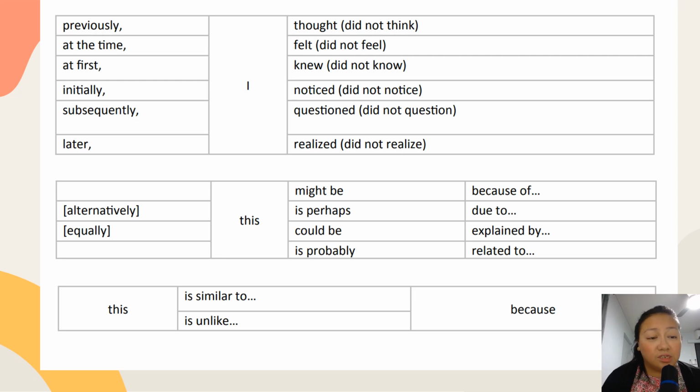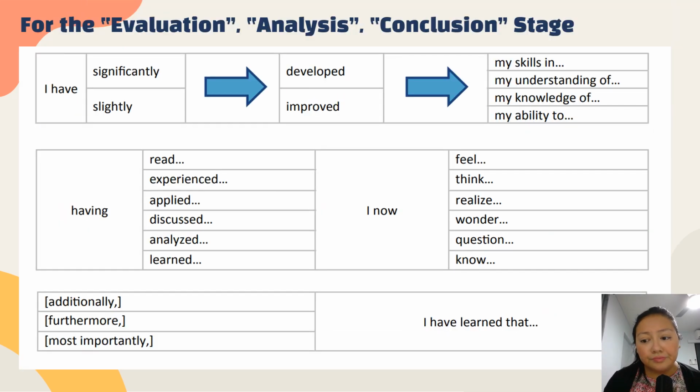Sentence, certain words you can use like previously, at the time, at first, initially, subsequently, later on. All right, these are sentence stems, or these are language features of reflective writing. Now, for the evaluation, analysis, and the conclusion stage, all right, these are the sentence stems that you can use.